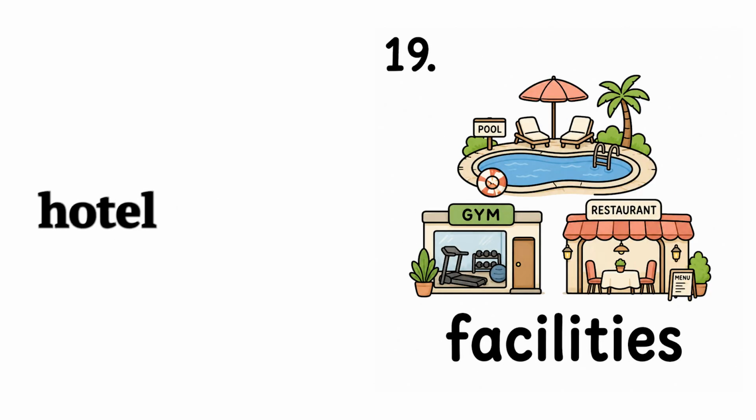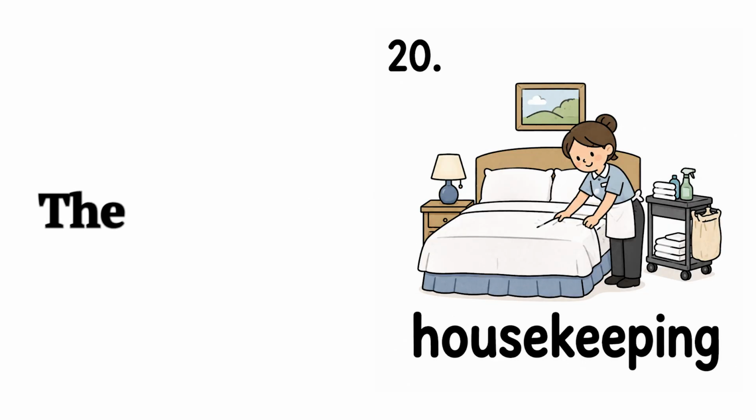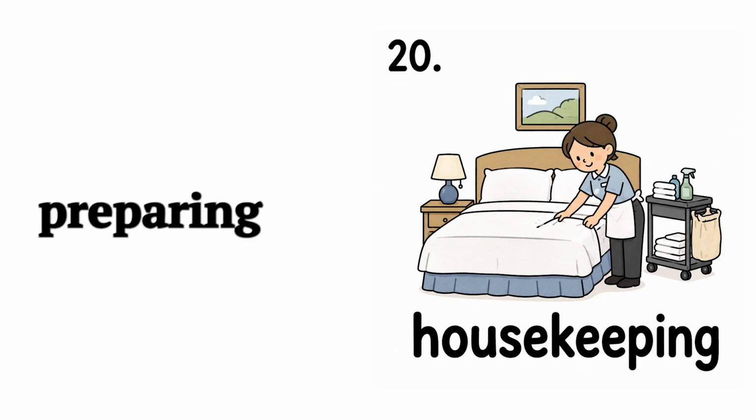Facilities, larger hotel services or spaces such as a gym, spa, restaurant, pool, or meeting room. Example, guests can use the spa facilities until 10. Housekeeping, the hotel team responsible for cleaning and preparing rooms. Example, housekeeping refreshed the towels and made the bed.